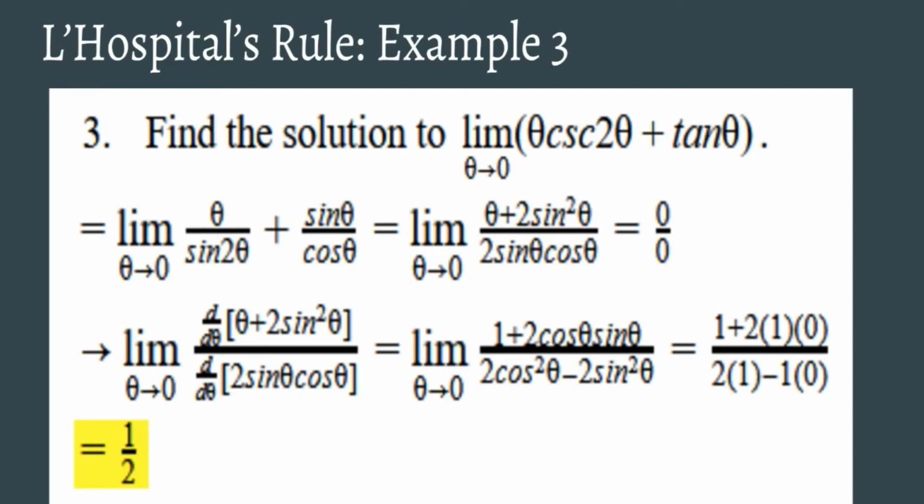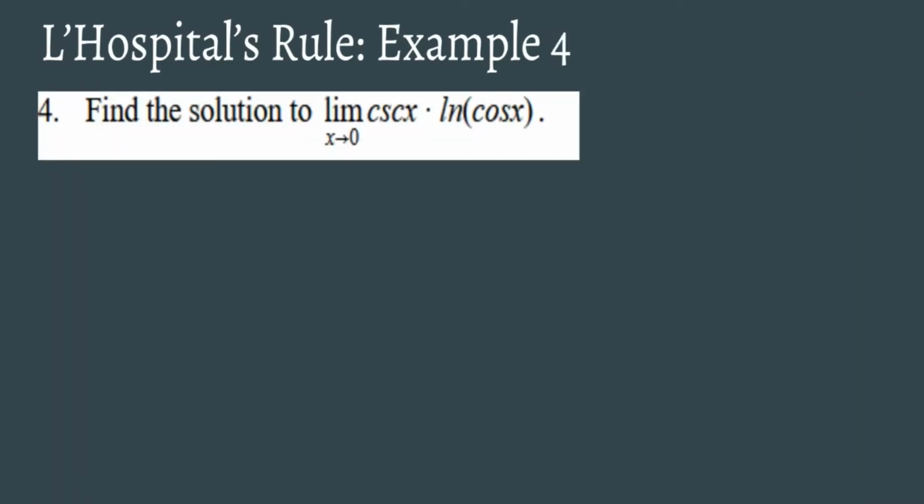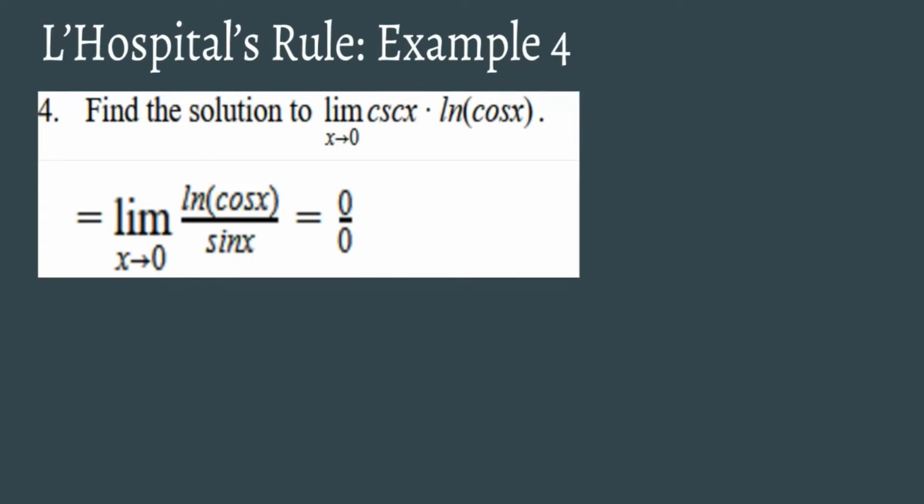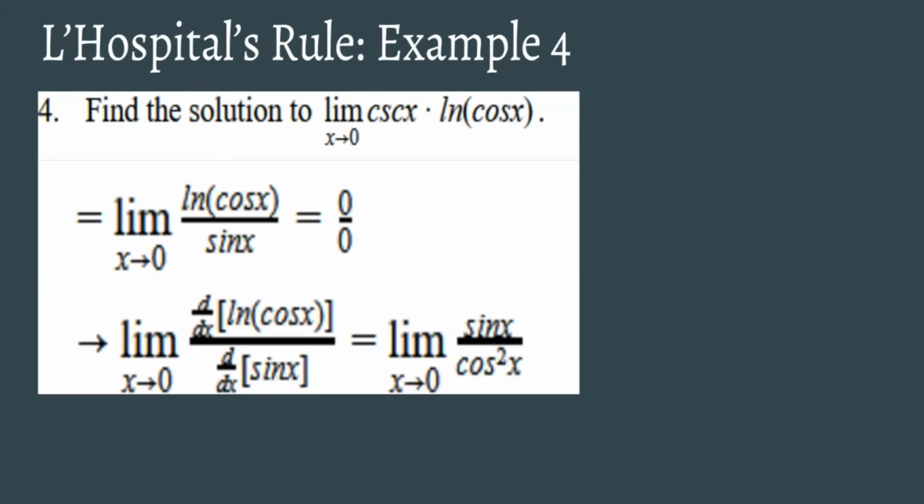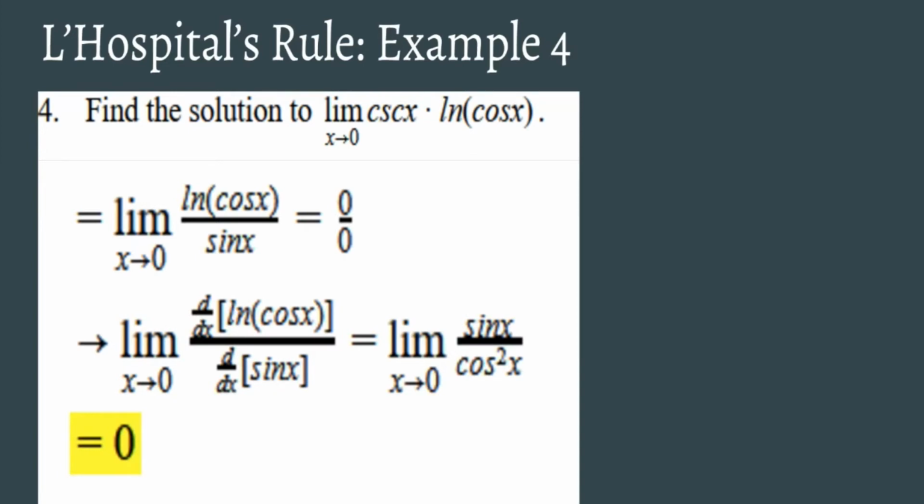Example 4. Find the solution to the limit as x approaches 0 of cosecant x times ln of cosine x. Again, we use trig identities to turn it into a function with an indeterminate form as an answer, and we take the derivative of the numerator function and the denominator function, which ends up with the limit as x approaches 0 of sine x divided by cosine squared x. Remember, we don't always have to apply L'Hopital's rule a couple times, so if you find the limit, it is 0 over 1 or 0.